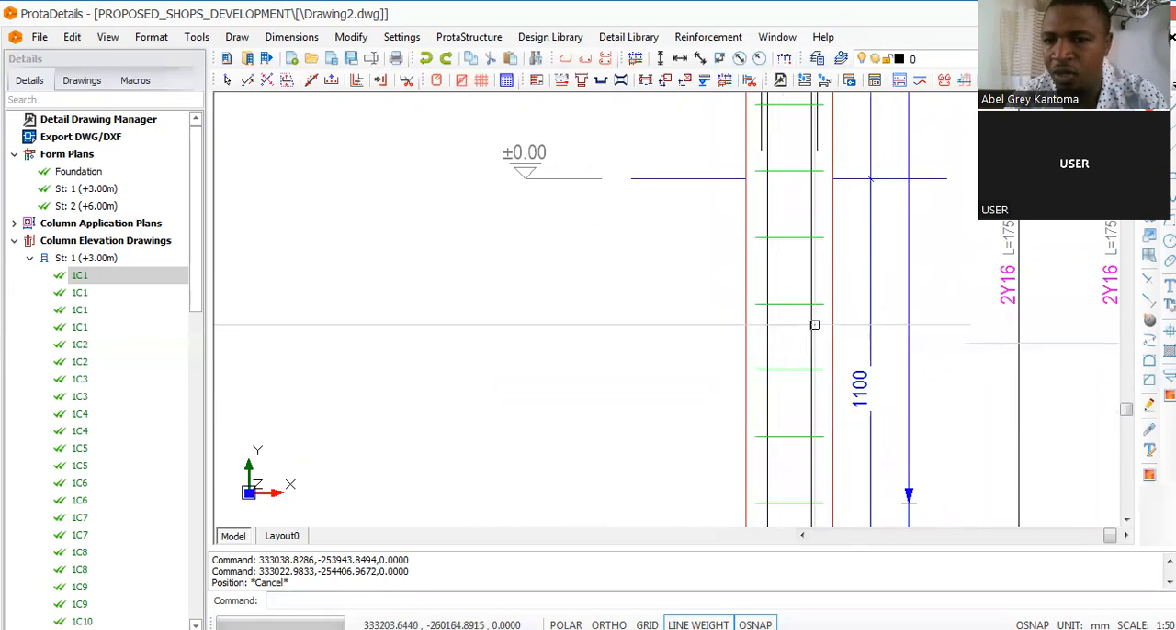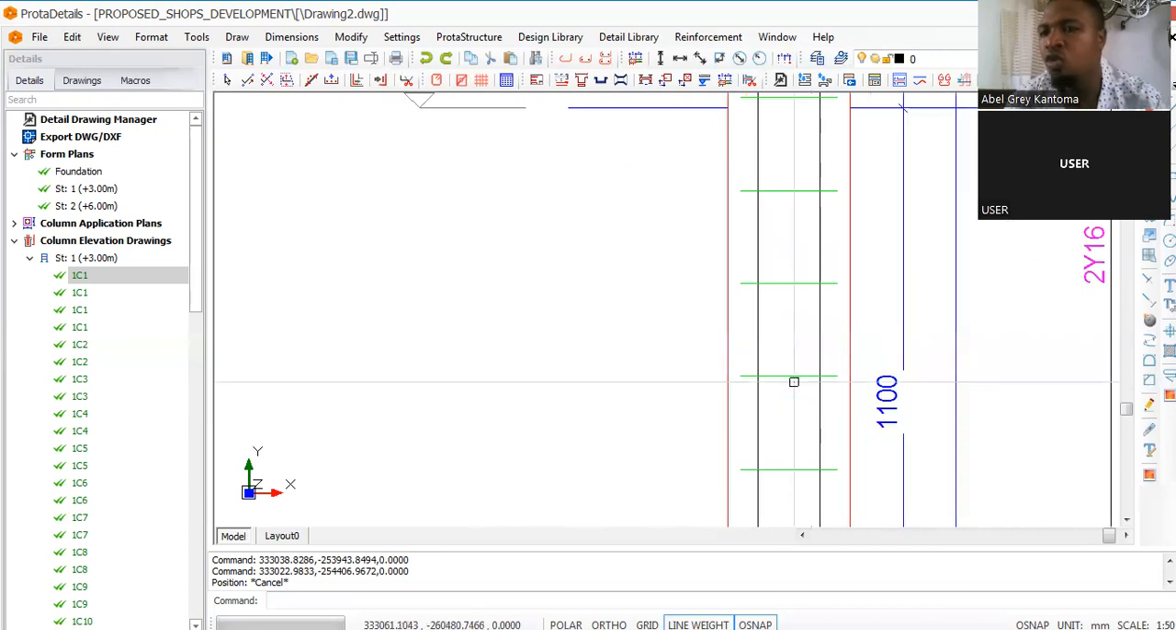This is the 2 lines. When you cut, this is just a cross section. When you cut, you are only going to see 2.